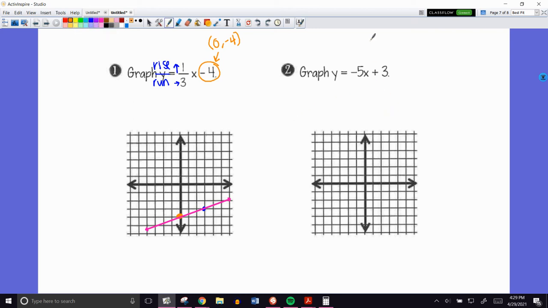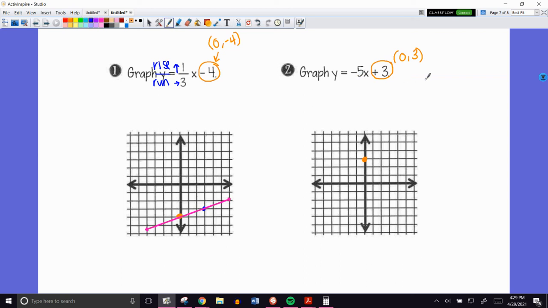All right. So step 1 was to plot our y-intercept. On this one, it'll be the point 0 and positive 3. So I'm going to go to 0, 1, 2, 3.